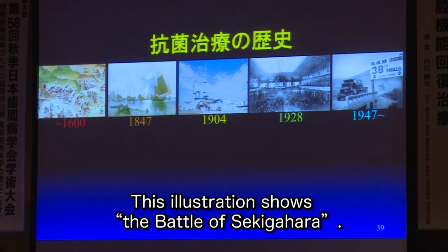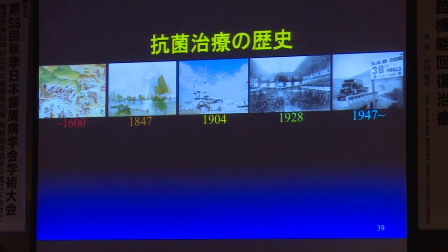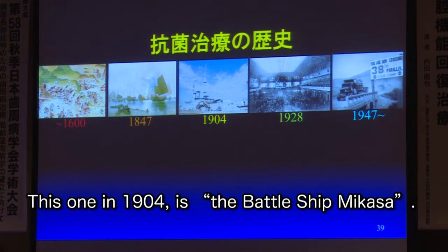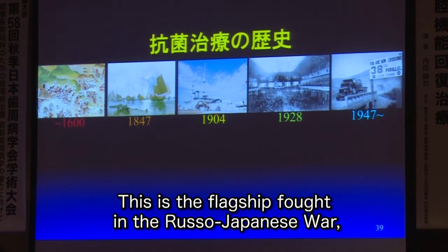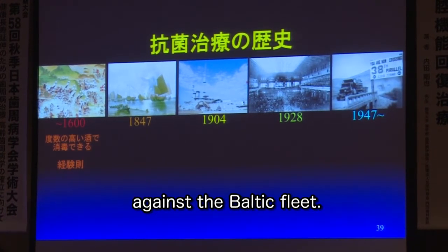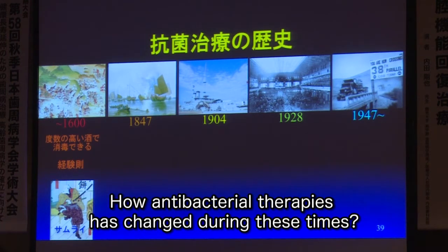This illustration shows the Battle of Sekigahara, the Opium War in 1847. This one in 1904 is the battleship Mikasa. Some of you from Kanagawa Dental University are well aware of this, I bet. This is the flagship that fought in the Russo-Japanese War against the Baltic Fleet. The Wall Street crash, the Korean War, how antibacterial therapies have changed during these times.